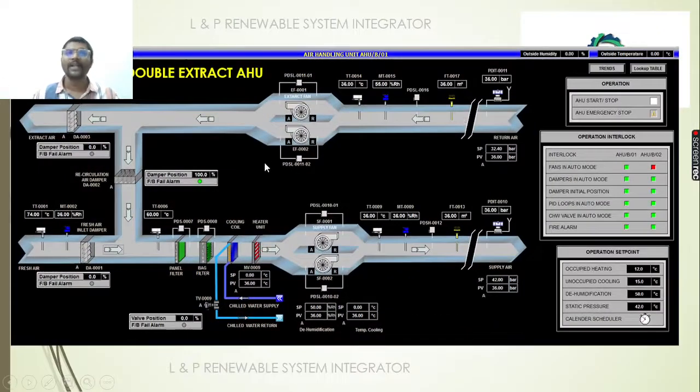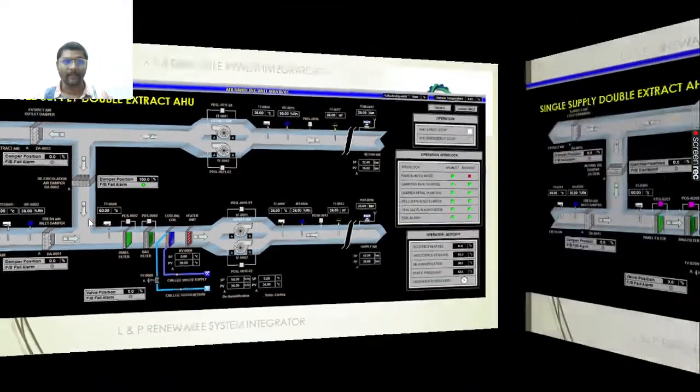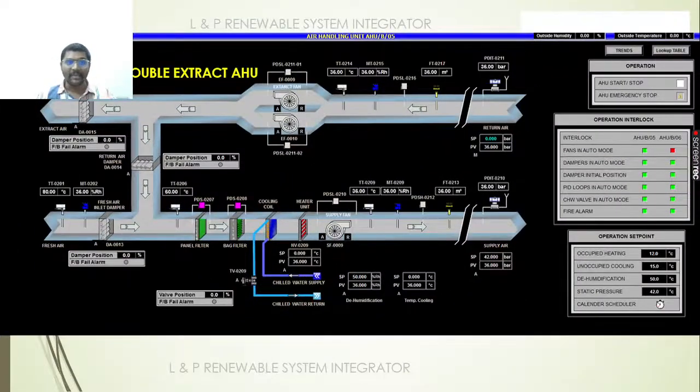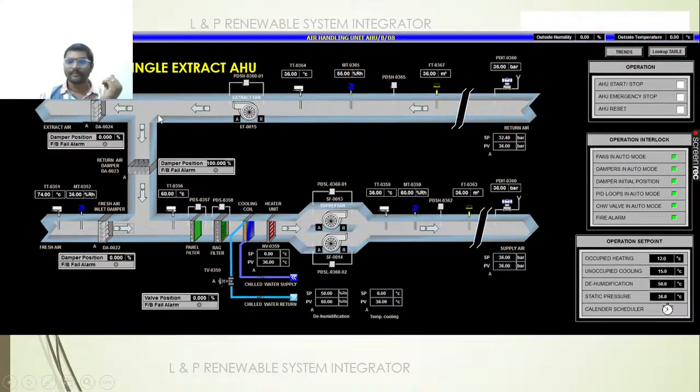As I told earlier, if you're going for an air handling unit, for the control of the heater unit and the cooling coil, you need to know what the relative humidity is. So we are installing the humidity sensors in the supply line, and even in the return line. Even in the pressure supply line, pressure ducts, we have humidity sensors. And if you're going for a single supply double extract type, we have relative humidity sensors. And if you're going for a double supply single extract type, also.